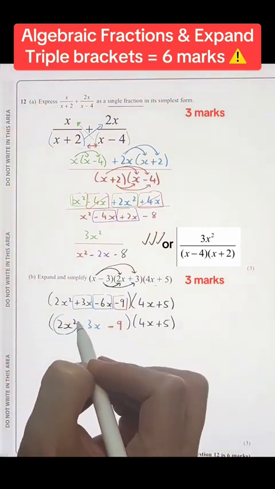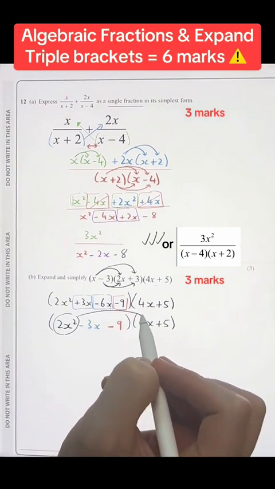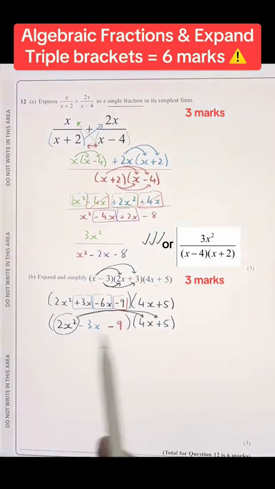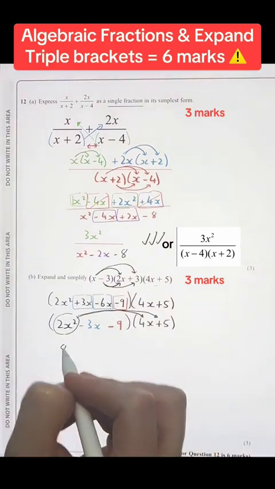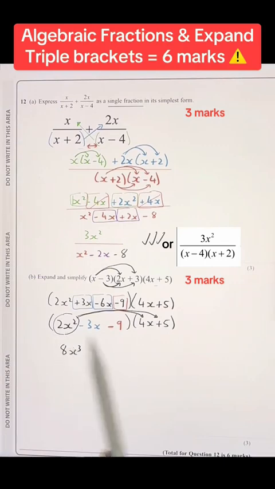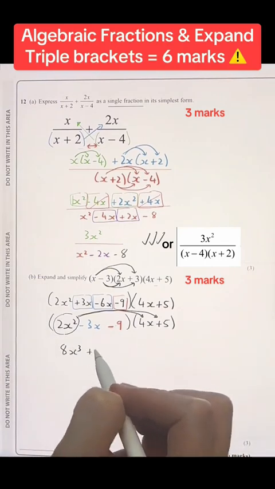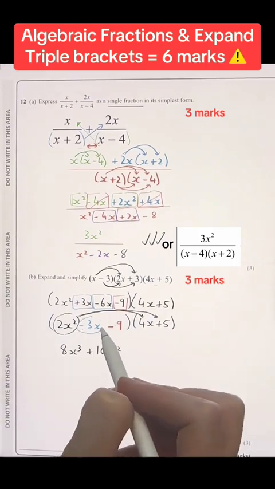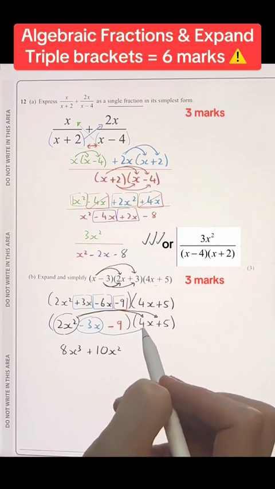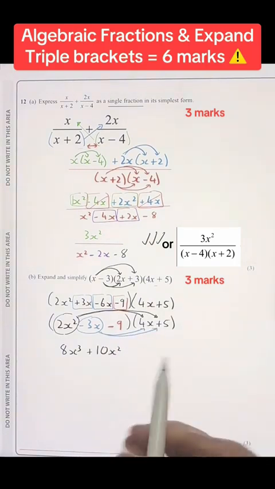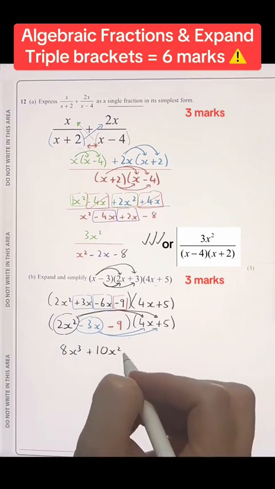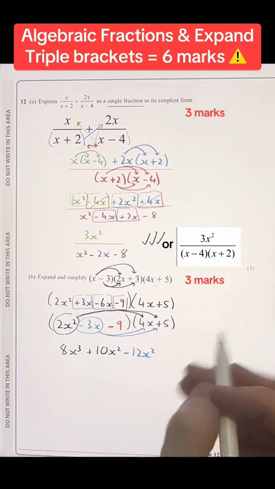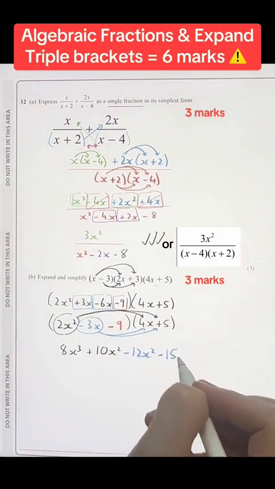So starting with my 2x squared term, I'm going to multiply that by the 4x, and I'm also going to multiply it by the positive 5. Well, 2x squared times 4x will give us 8x cubed. 2x squared times positive 5 will give us plus 10x squared. Multiply my next term, in this case negative 3x, by each term inside my single bracket. I know negative 3x times 4x will give us negative 12x squared. I know negative 3x times positive 5 will give us negative 15x.